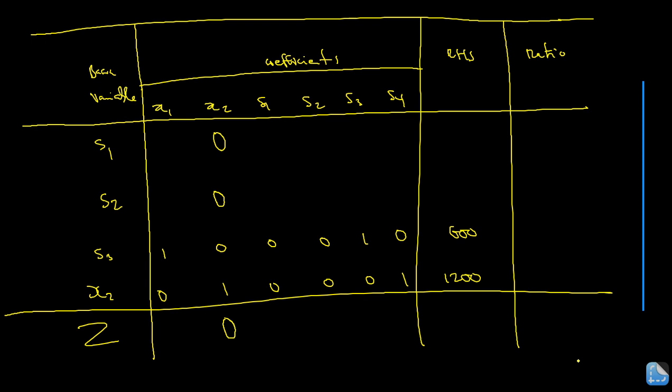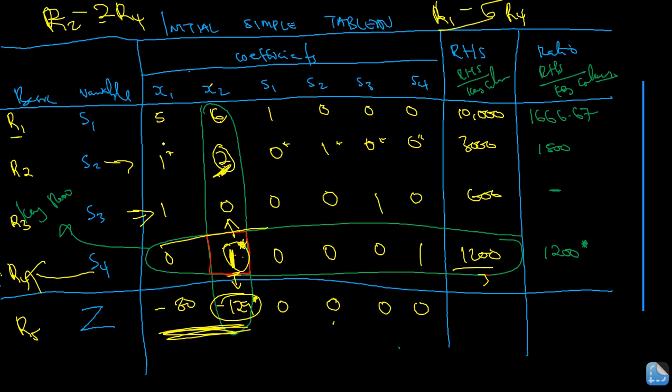So how do we find the value for S1 and S1, the intersection here? How do you find that value? Or simply put, how do we reduce this 5?